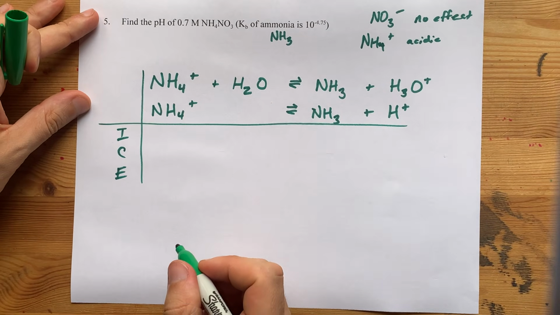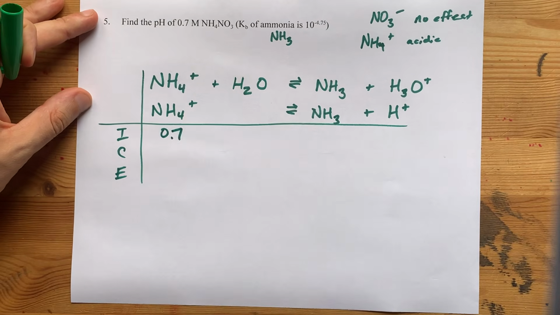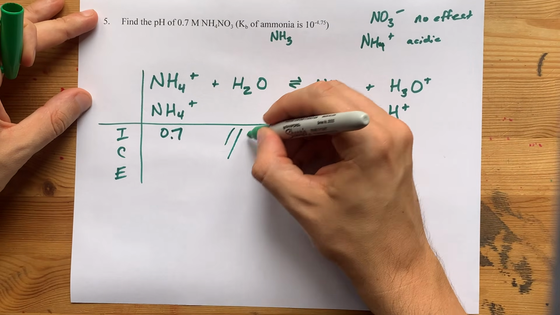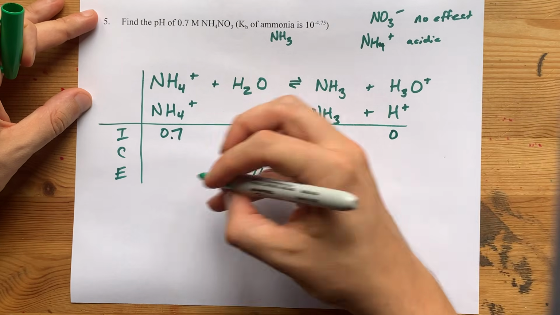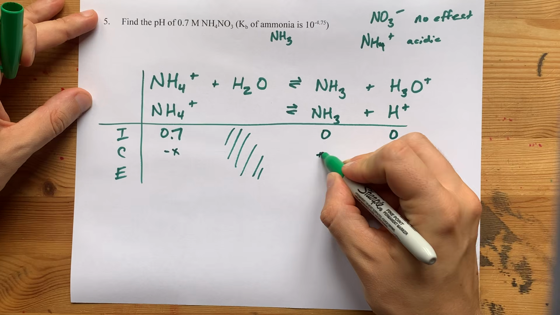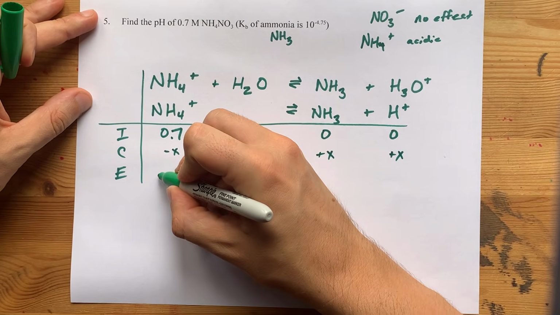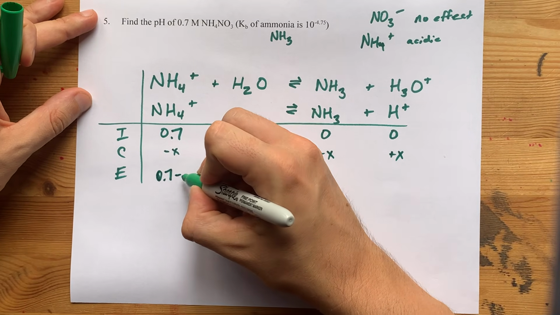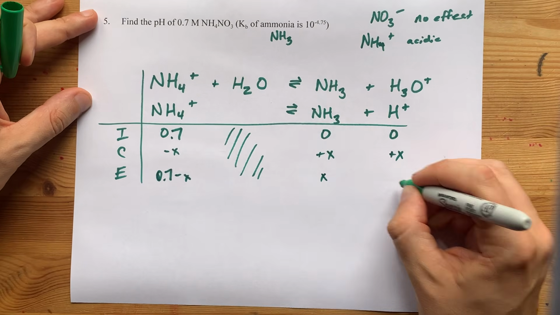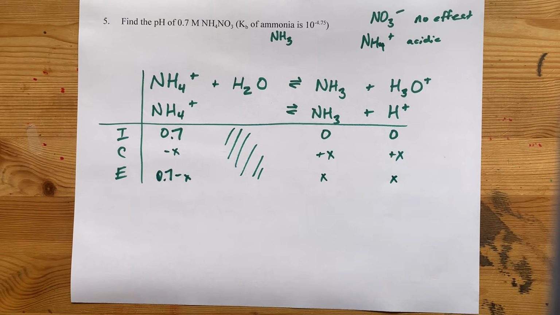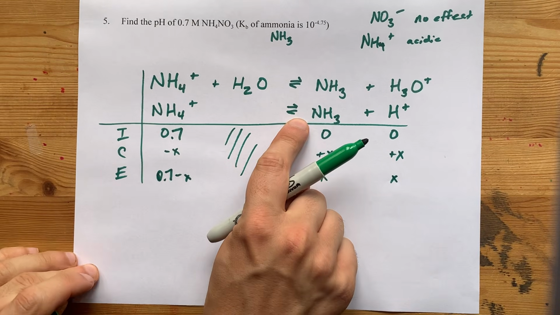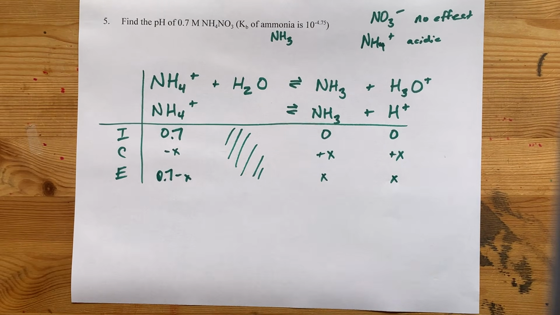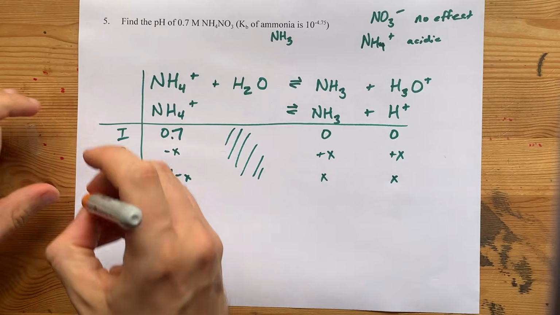Am I right? You're starting with 0.7 moles per liter of this. Water gets ignored no matter what. You're starting with none of these. You're losing some, you're gaining some. You end up with your starting concentration minus X here, and X here. Beauty. Now, this is your conjugate acid breaking apart to give you H plus, which means you need the Ka.